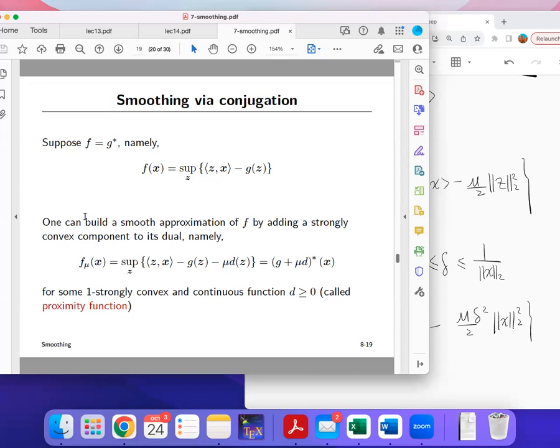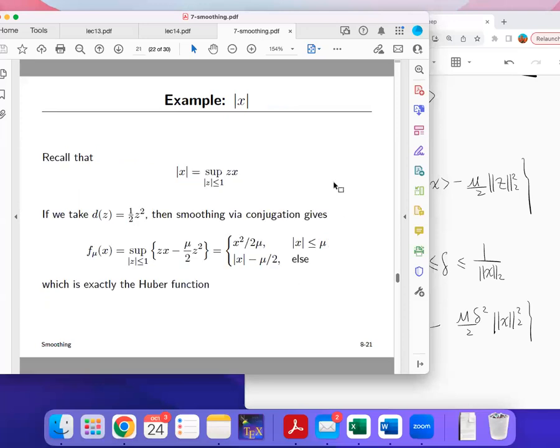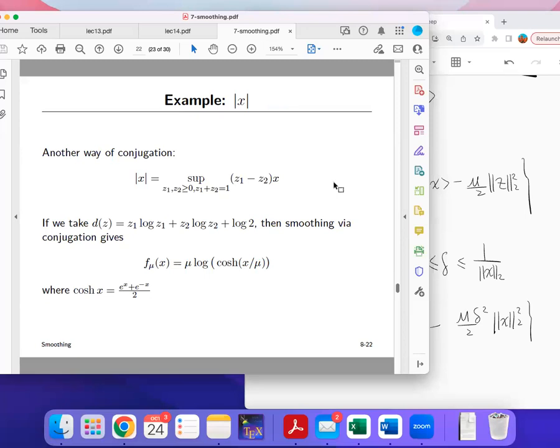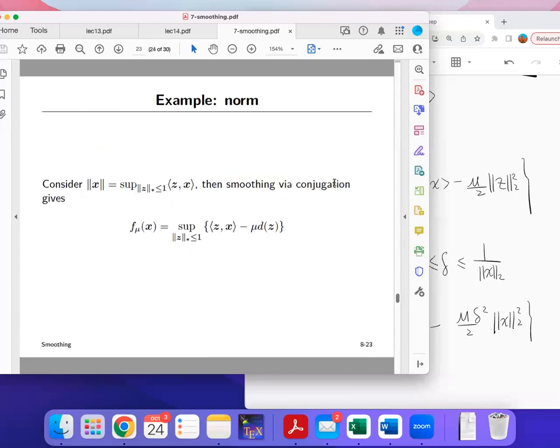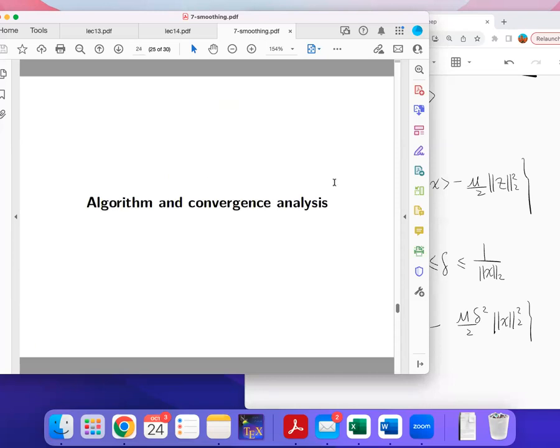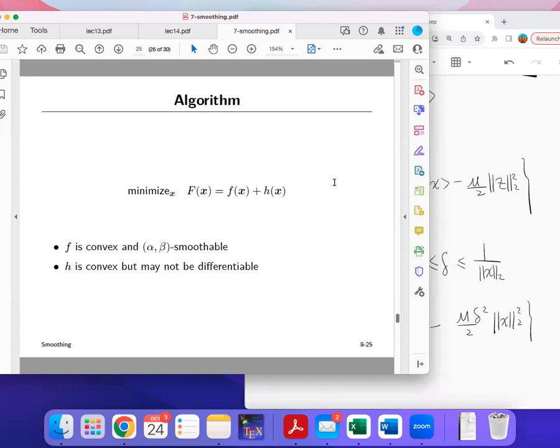It's a very nice idea. And we have seen that for the absolute value function, we have at least two different ways to construct this conjugate function, and then they will lead to different approximations. These are very interesting approximation ideas. Okay, so I think I will stop here, and for the next lecture, we'll talk about the algorithm and the convergence analysis for the smooth problems.